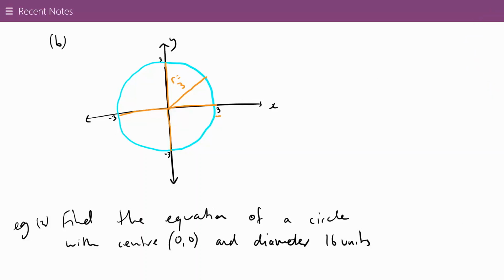So our solution, we know it's around the origin. The origin's the center, so it's in the form x squared plus y squared equals r squared. X squared plus y squared equals, what is our radius? Our radius is 3 squared. X squared plus y squared equals 9. Well done, that's it. Let's keep going.